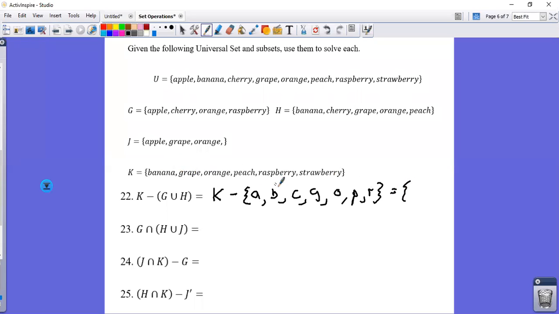So is the banana taken out? Yes. Is the grape taken out? Yes. The orange? Yes. The peach? Yes. The raspberry? Yes. The only thing that's in K that wasn't taken out is that strawberry.